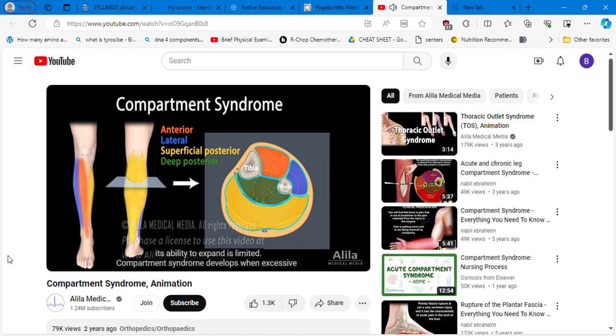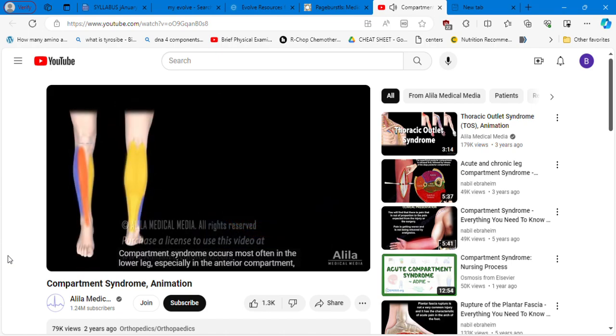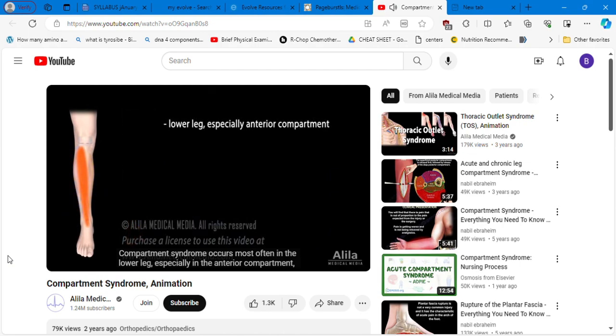Compartment syndrome develops when excessive swelling or bleeding increases the muscle volume beyond the ability of the fascia to stretch. As a result, pressure within the closed compartment rises, impairing blood flow. Without oxygen and nutrients from the blood, muscle and nerve cells cannot function properly and eventually die. Compartment syndrome occurs most often in the lower leg, especially in the anterior compartment, but it may also happen in the thighs, feet, arms, hands, abdomen, and buttocks.